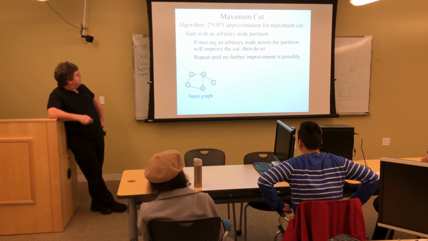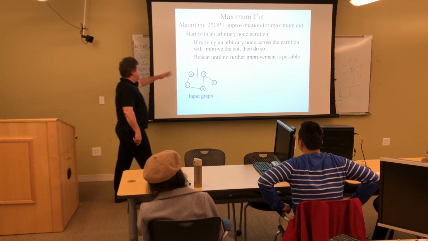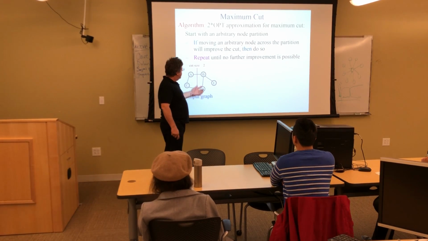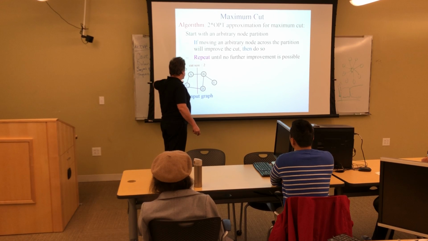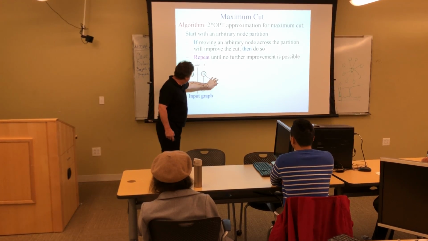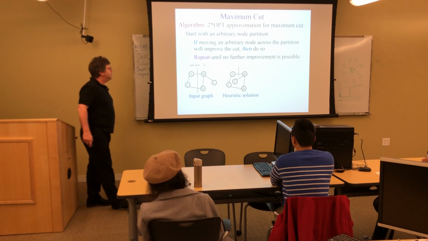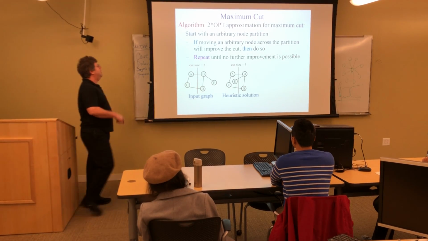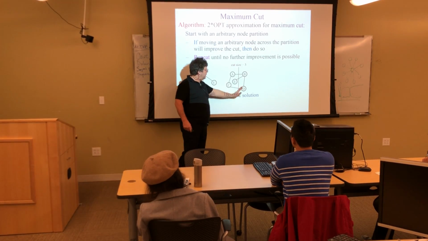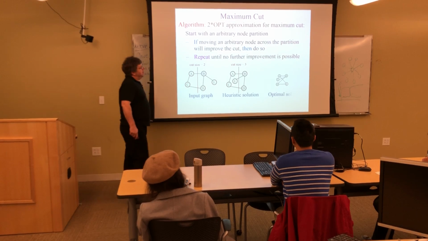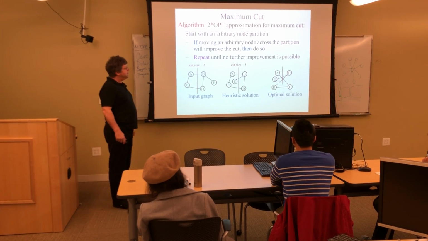So here's an example of execution. Start with a random cut, and then ask yourself, can you take a node and move it across the cut to increase the cut size? In this case, you can move the E over here, for example. So you do that. You move the E across the cut. So the cut size increased from 2 to 3, right? And then if you can't do any better, stop.